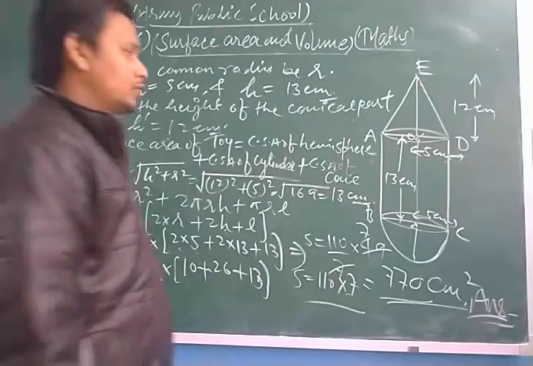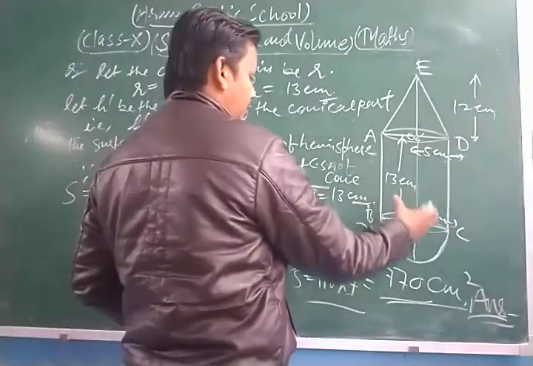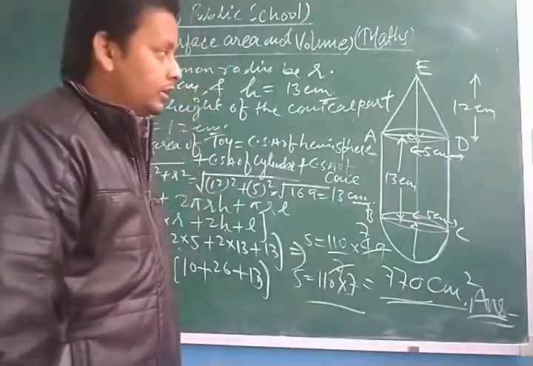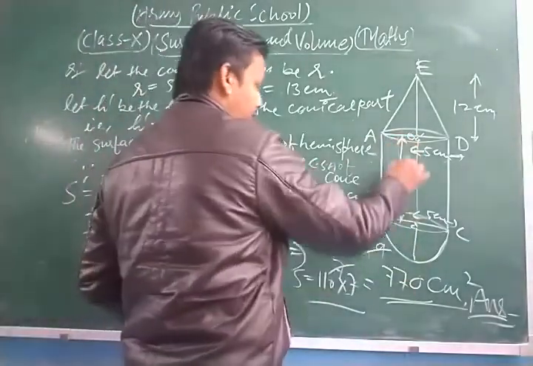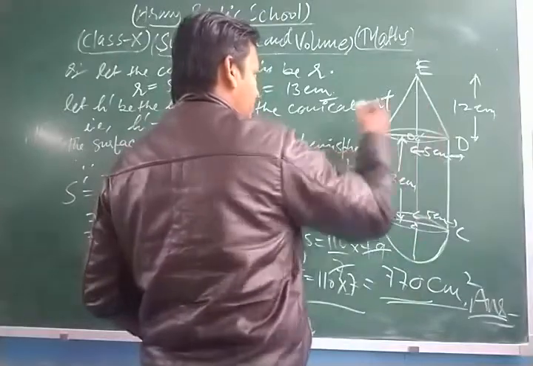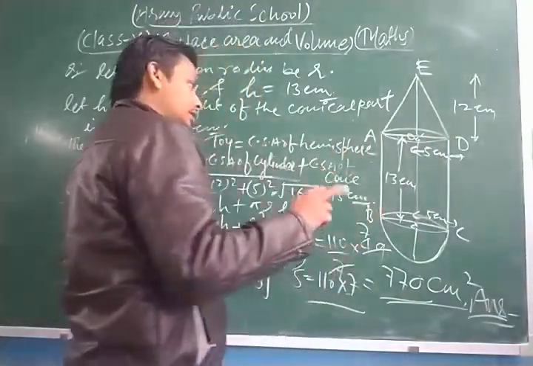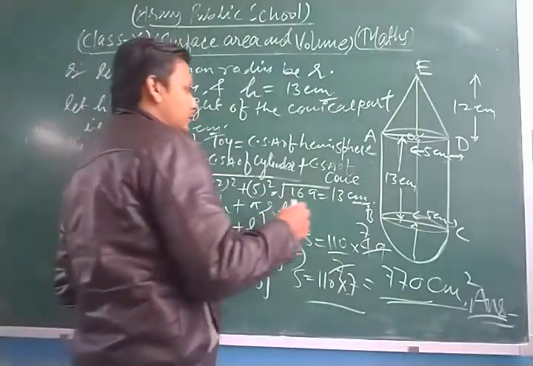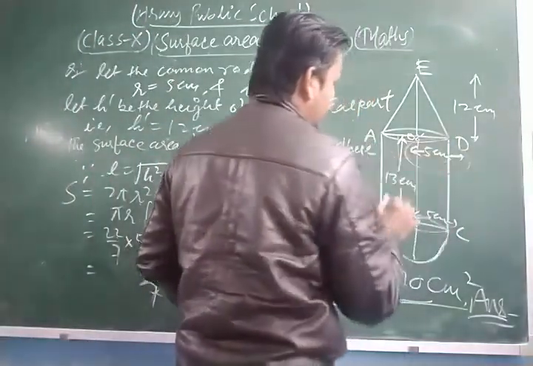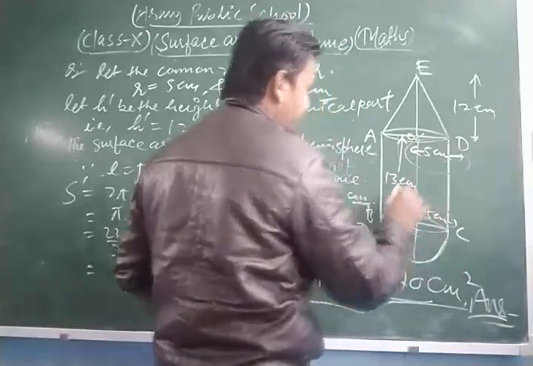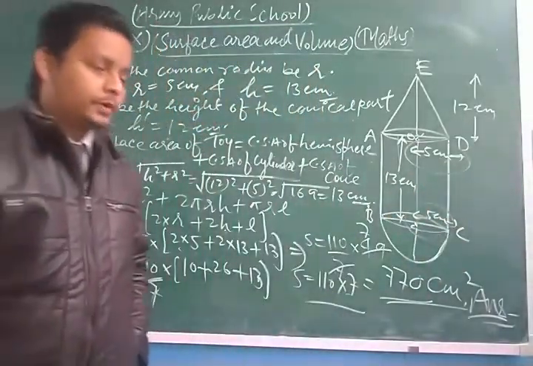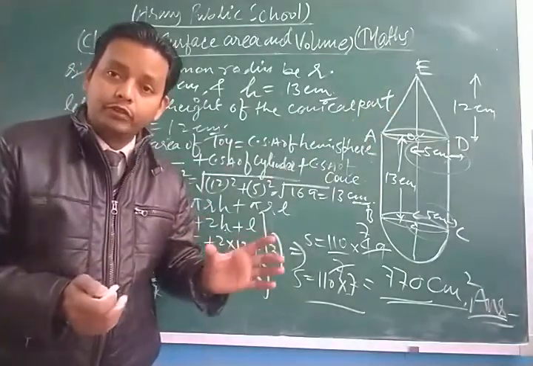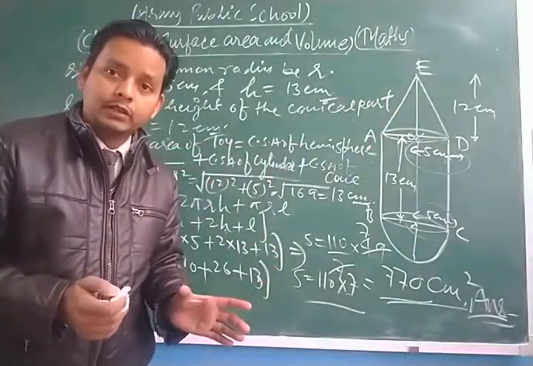Here is the shape of the solid: a cylindrical shape, with one end hemispherical and the other end conical. The height of the cylindrical portion is given, and the height of the conical portion is given. According to the figure, the radius of the cylindrical portion is always the same as the radius of the hemispherical portion. We find the total surface area of the solid.